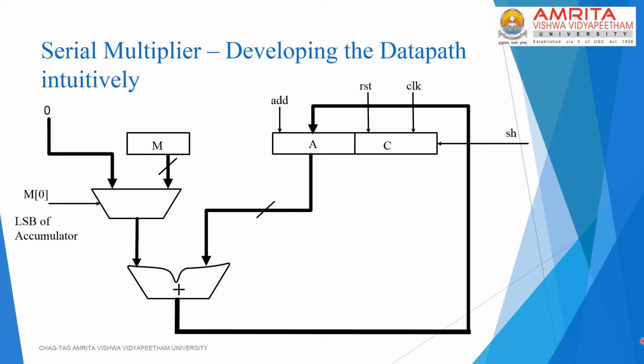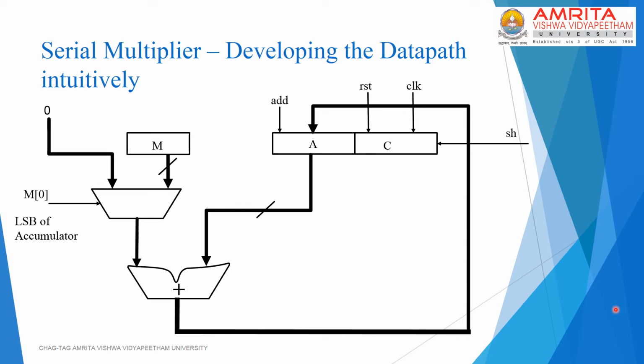So this completes the identification of the data path elements for the multiplier. So to sum up, we have an adder, we have a multiplexer for routing either the multiplicand or the 0 depending on the least significant bit in the accumulator, and we have two registers, the multiplicand register and the accumulator register, and the output of the adder is routed back into the accumulator. So this finishes the design of the data path.